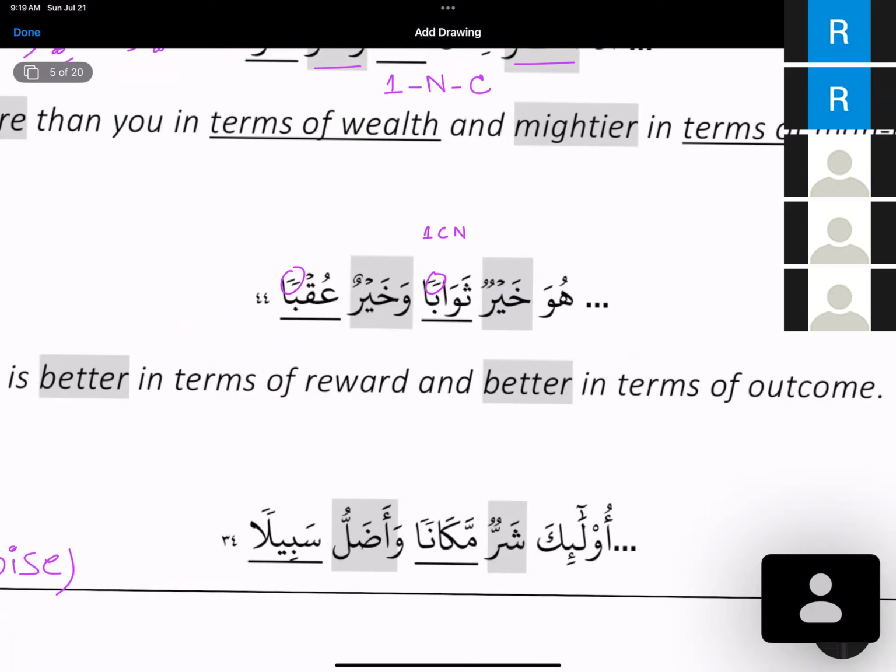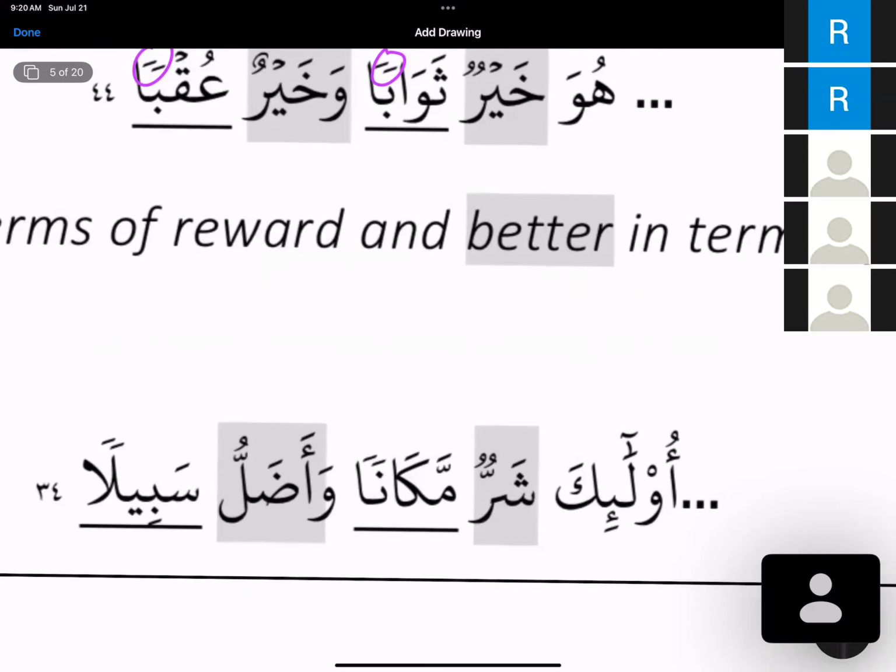Then the next example, ulaika, those are, this is my mubtada, sharrun, so they are now bad, worse, and then worst. And this is comparative, right? So those are worse. In what sense are they worse? Makanan, position-wise or place-wise. Right? So this makanan is coming as a tamyiz.